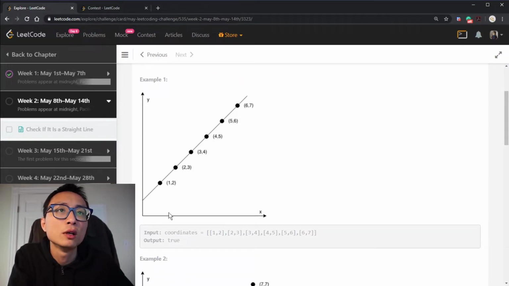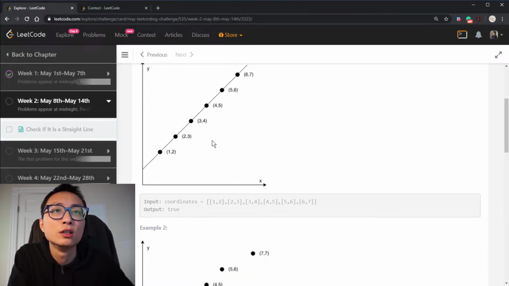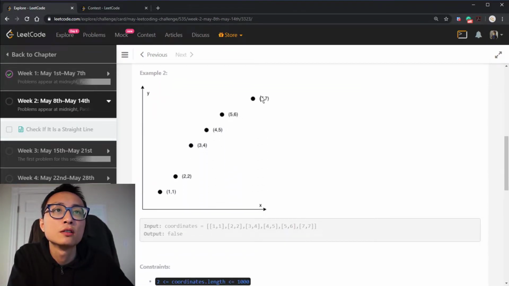So for example, we have 1, 2, 3, 4, 5, 6 dots. They are on the same line, which is y equal to x plus 1. And for here, it's not in the same line. It's actually two lines. There's three dots on one line, the other three dots on another line. So it's y equal to x plus 1 for the middle three dots, and for the other three dots, it's y equal to x.